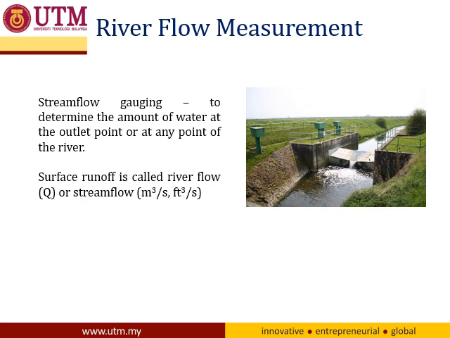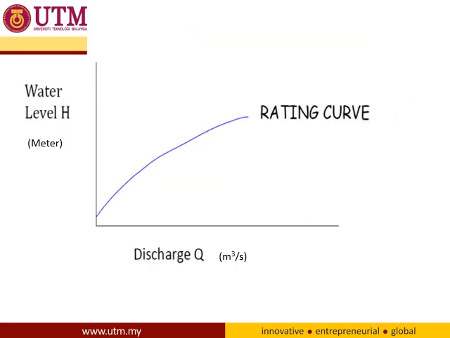Just for recap, stream flow gauging is to determine the amount of water at the outlet point or at any point of the river, just like the figure I showed with the catchment. And again, if the station measures the water level in meters, it should have some kind of rating curve to translate the water level in meters to a discharge value, in cubic meters per second.